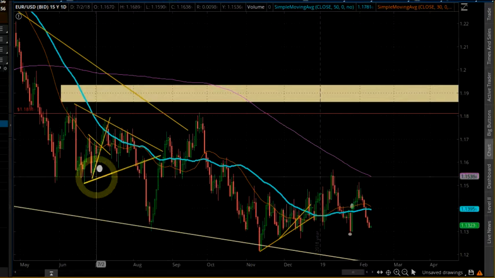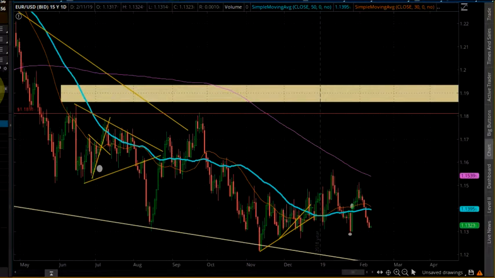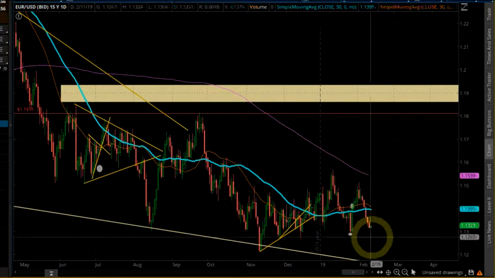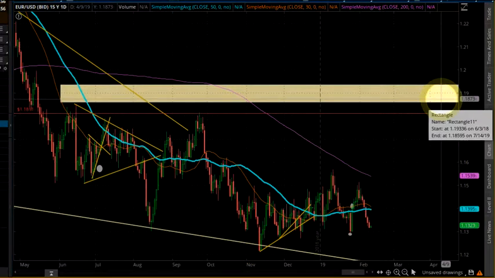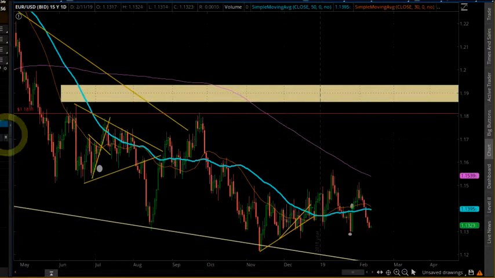I've been trying to get into the euro. I've gotten in a couple of times with some small losses, but my belief is the euro is going to go all the way up here to 1.185 or 1.19, somewhere in there. And I definitely want to be in the euro when that happens.